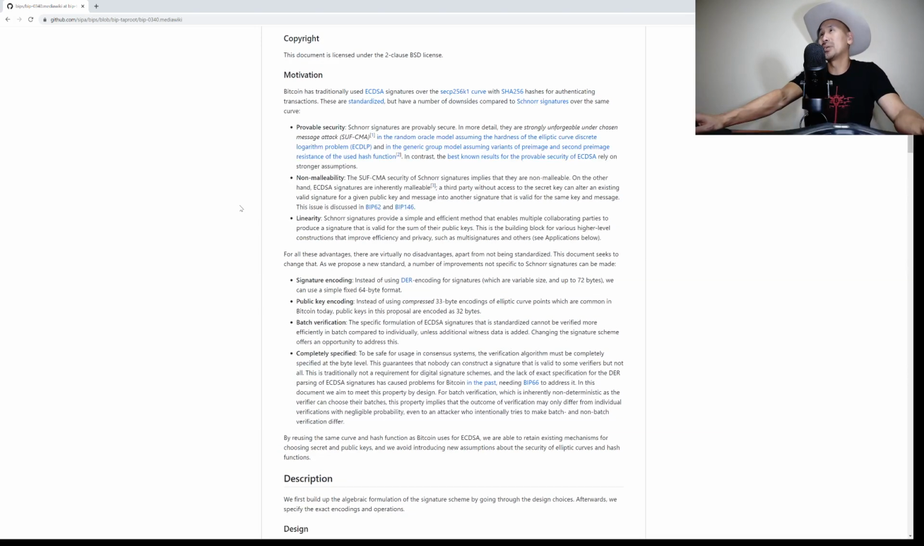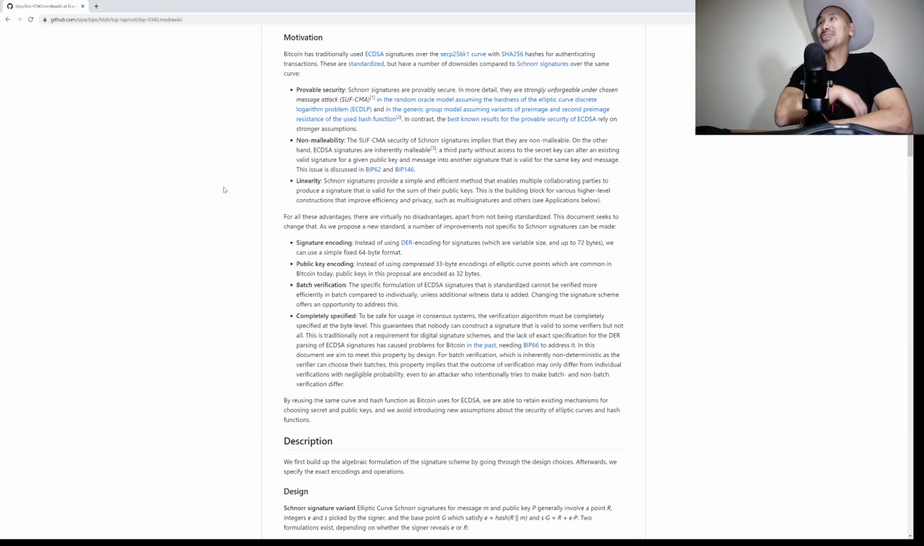All right, motivation. Bitcoin has traditionally used ECDSA signatures over the secp256k1 curve with SHA-256 hashes for authenticating transactions. These are standardized but have a number of downsides compared to Schnorr signatures over the same curve. I think he's going to basically describe what I just said to you. But yeah, provable security. Schnorr signatures are provably secure. In more detail, they are strongly unforgeable under chosen message attack, SUF-CMA, in the random oracle model, assuming the hardness of the elliptic curve discrete logarithm problem, and in the generic group model, assuming variants of preimage and second preimage resistance of the used hash function.